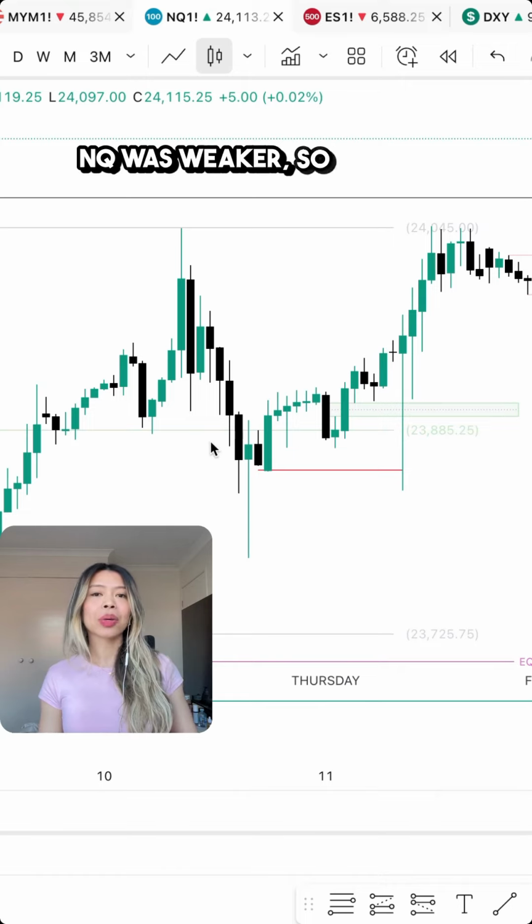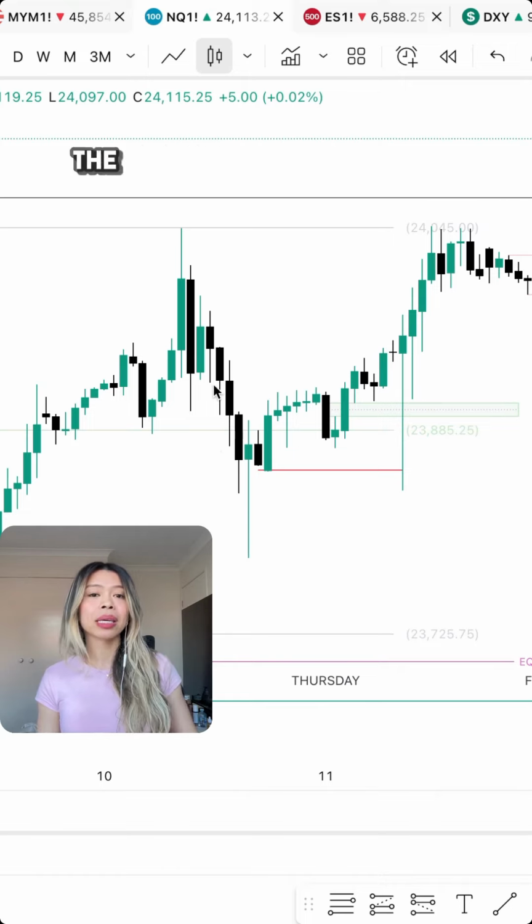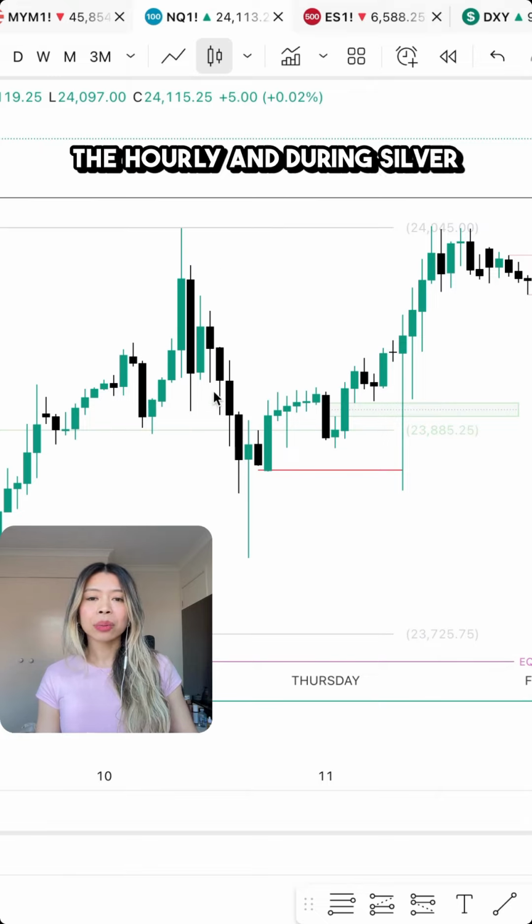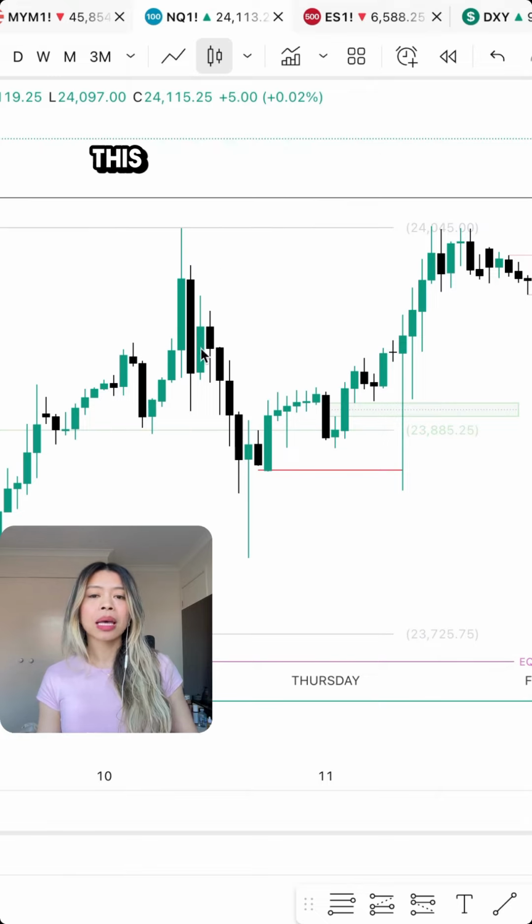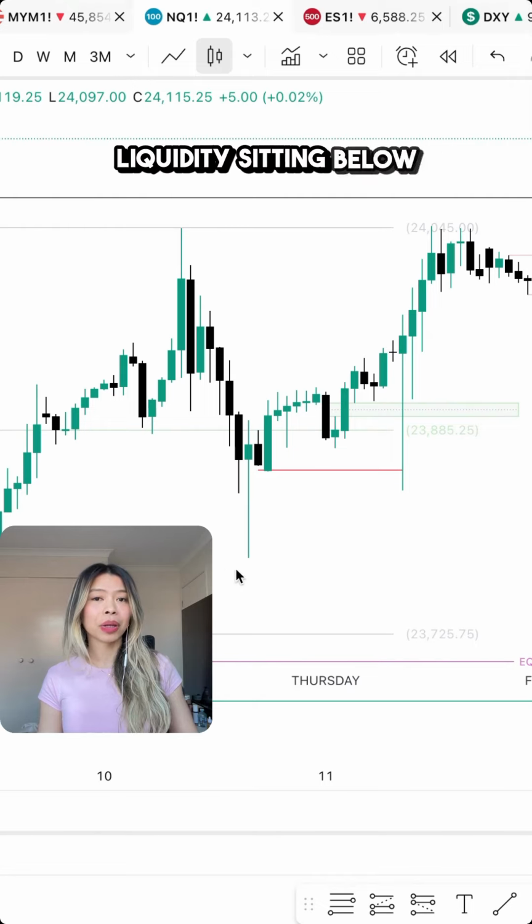NQ was weaker, so we had a better bearish structure on the hourly. And during silver bullet, price retested into this bearish hourly order block before taking sell side liquidity sitting below discounted levels.